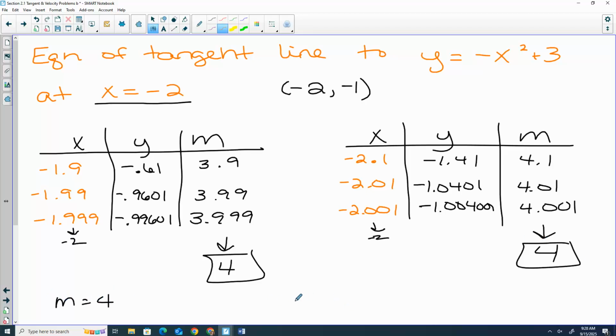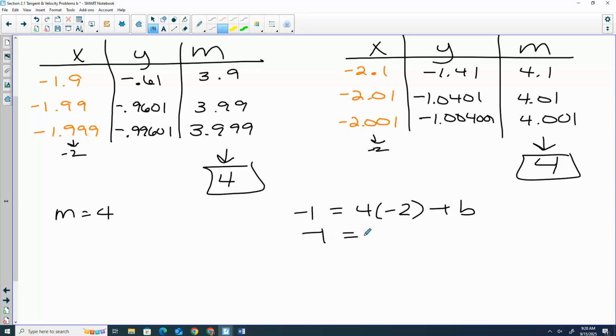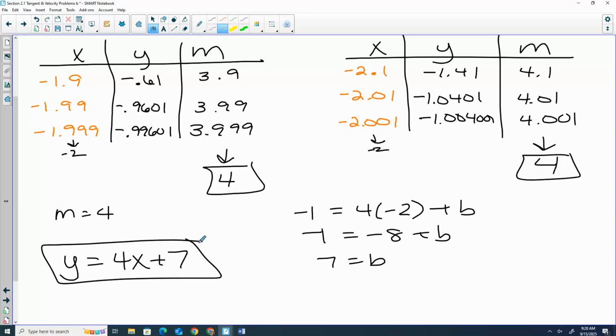So now we can write the equation. y equals mx plus b. Add over 8, so b is 7. So the equation of our tangent line is y equals 4x plus 7. That means at that particular ordered pair, that would be the line that touched it and bounced off. Any questions on this?